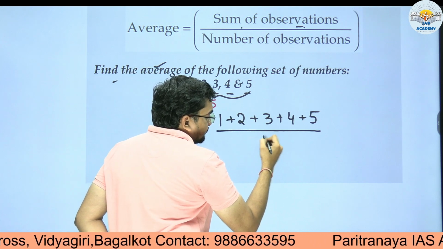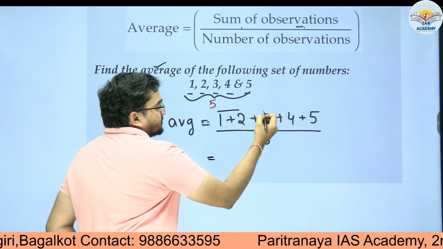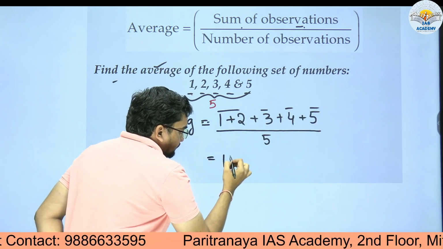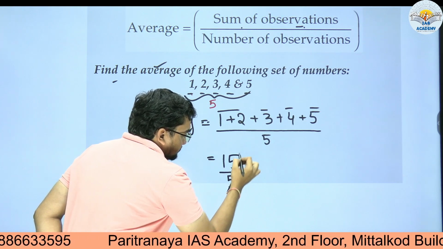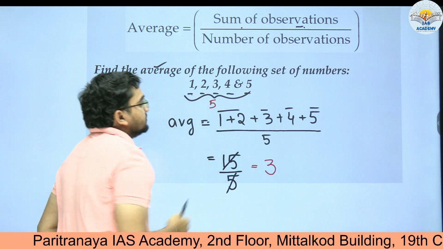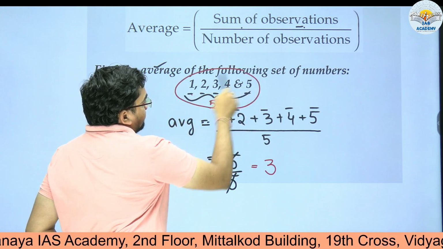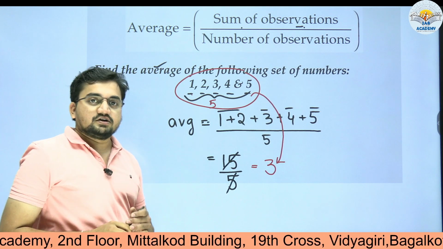So divide by 5. The sum of these above is how much? 3 plus 3 is 6, plus 4 is 10, plus 5 is 15. So 15 divided by 5 is equal to 3. So the average of the given set of numbers is 3. This is how the concept works.